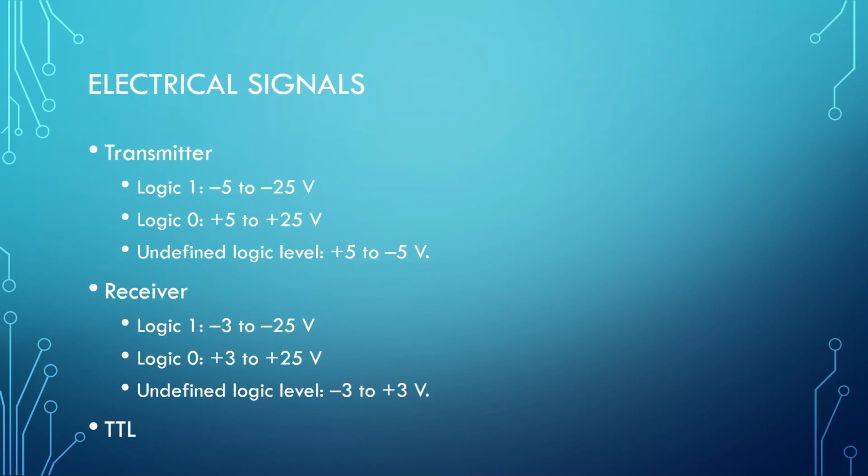We still do have that undefined voltage range on the receive side, which is -3 to +3. So really, you've got 3 states, right? You've got the logic 1, the logic 0, and an undefined range.